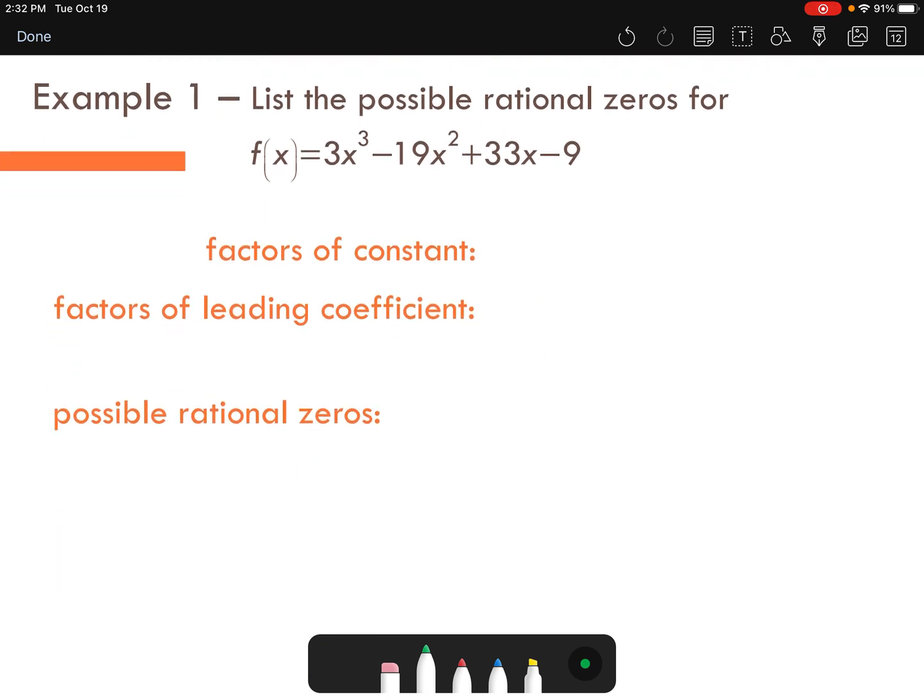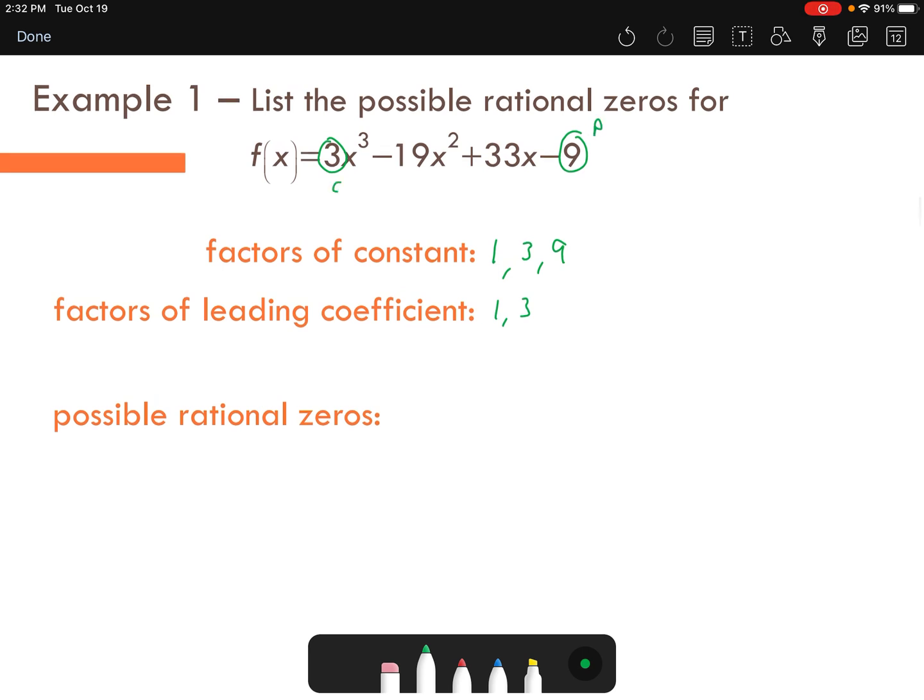So here's an example. List all the possible rational zeros for f of x. Well, let's look at the constant. What are the factors of 9? Well, you have 1, 3, and 9: 1 times 9, 3 times 3. That's it, 9 times 1. What are the factors of the leading coefficient 3? Well, 1 and 3. That's it. So now remember, it was p divided by q. This was p, this was q. So p over q then, now they can be plus or minus as well.